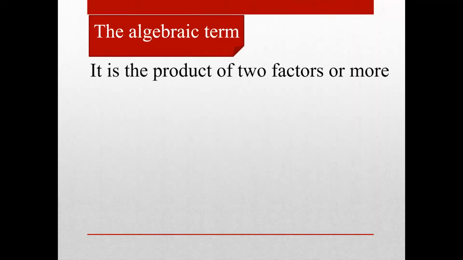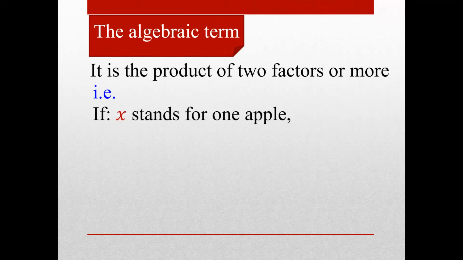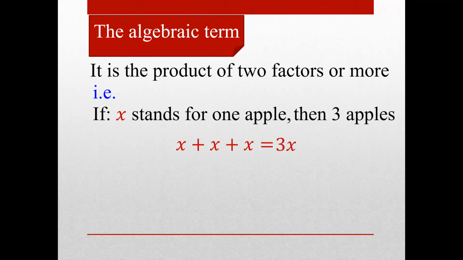What is the meaning of algebraic term? Algebraic term is the product of two factors or more. If x stands for one apple, then three apples will be what? x plus x plus x, and we can say that is equal to 3x. So 3x is called an algebraic term.